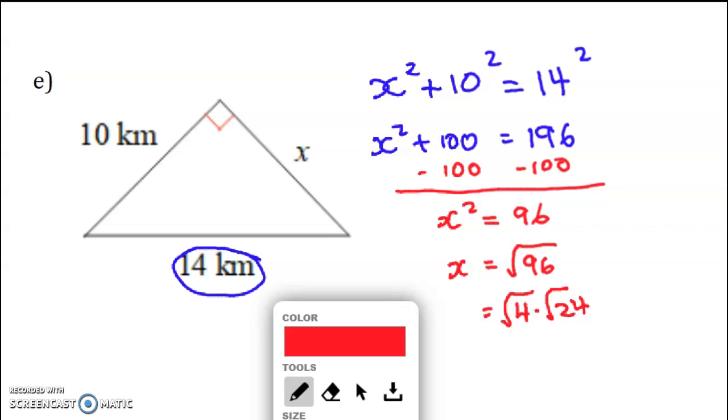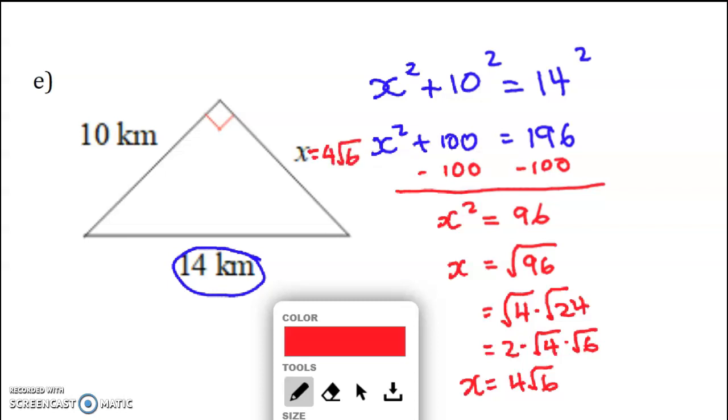So then that is going to be 2 times the square root of 24, and I know that 24 is divisible by 4 times 6. So this is going to be 2 times the square root of 4, which is 2, so that's going to be 4 root 6. So x equals 4 root 6, and that's how we do it.